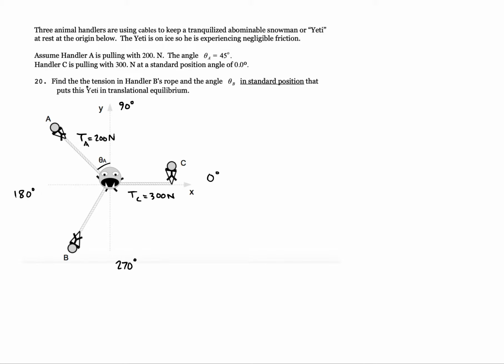And let's see, we want to find the tension that handler B is pulling with and what angle they're pulling at. Alright, so with this type of problem, it's all about having a balance of forces. So you may want to redraw the situation. I'll just put a point in the middle to represent the yeti. It's gonna feel pulled to the right with 300 newtons. I'll call that FC.